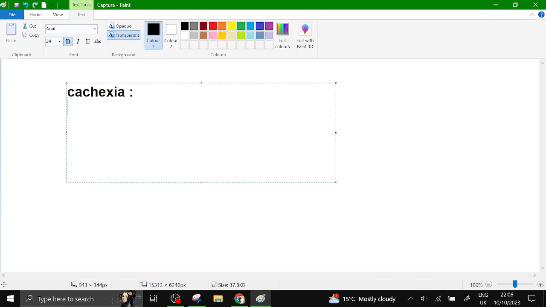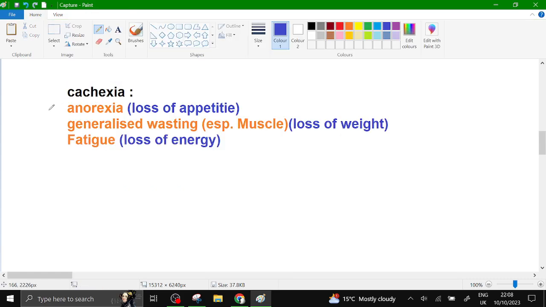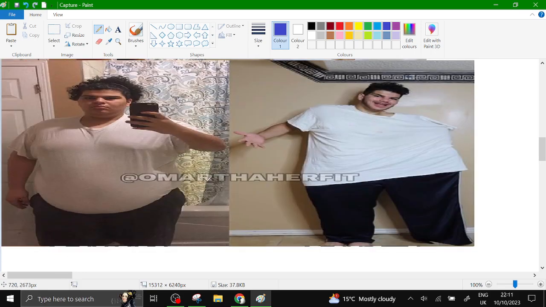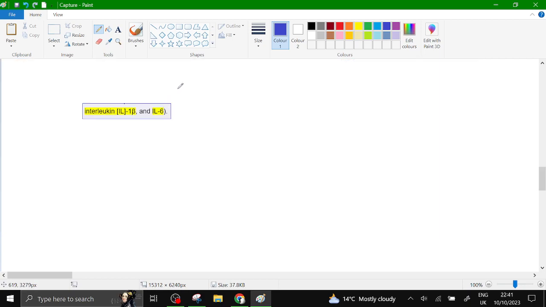So basically cachexia is a group of symptoms. The patient will have anorexia, which is loss of appetite, generalized wasting, especially of muscles, loss of weight, and fatigue, which is loss of energy. So these are the three symptoms of what is called cachexia. And regarding the loss of weight, it has to be severe and unintentional.